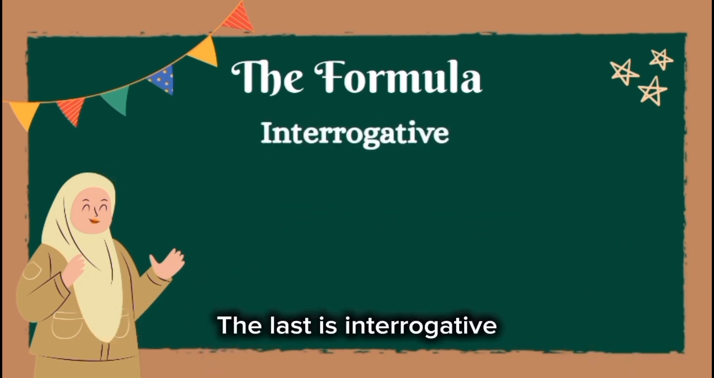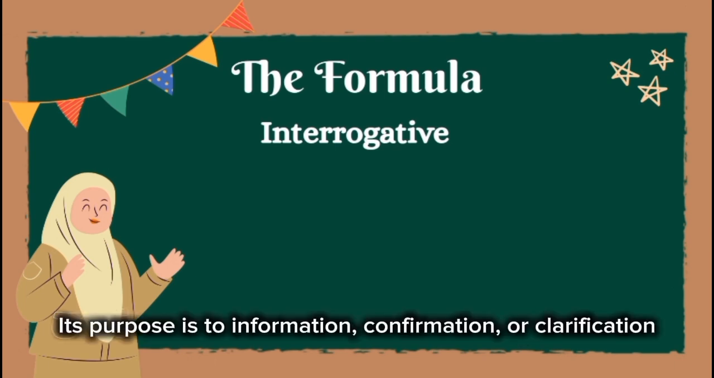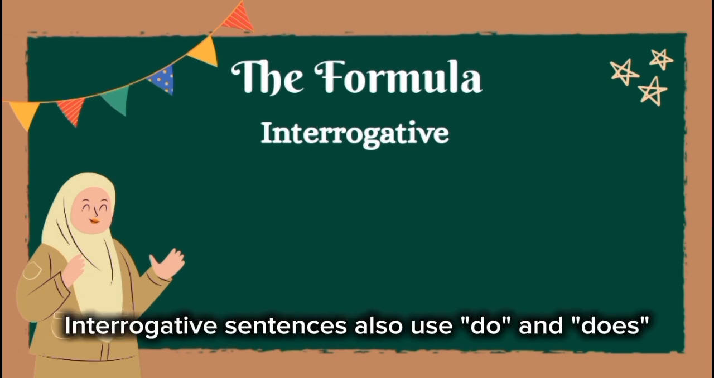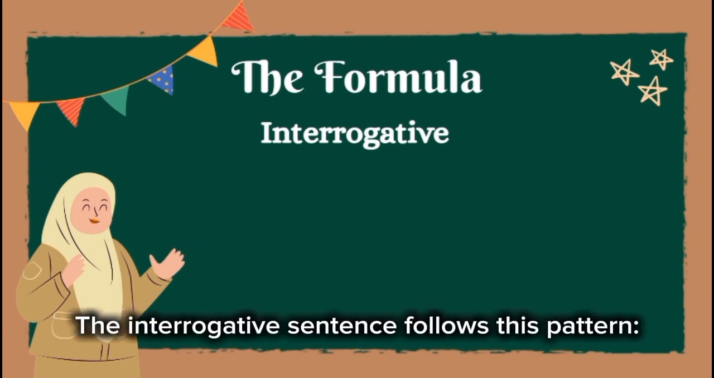The last is interrogative. It means a sentence used to ask a question. Its purpose is to seek information, confirmation, or clarification. Just like negative sentences, interrogative sentences also use do and does as auxiliary verbs to form yes or no questions or WH questions. The interrogative sentence follows this pattern.